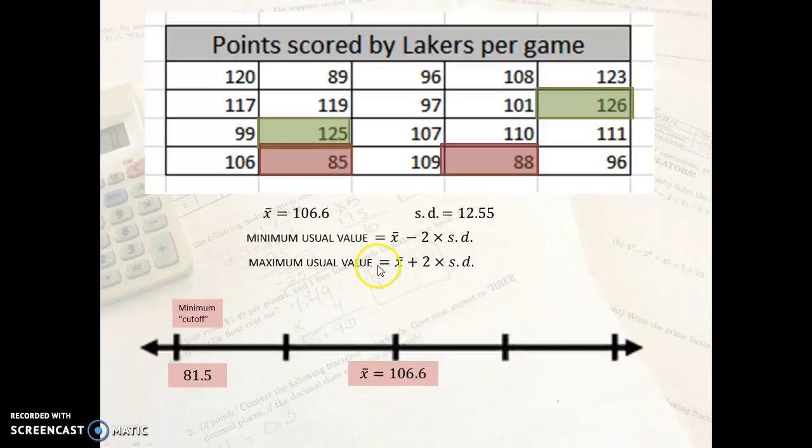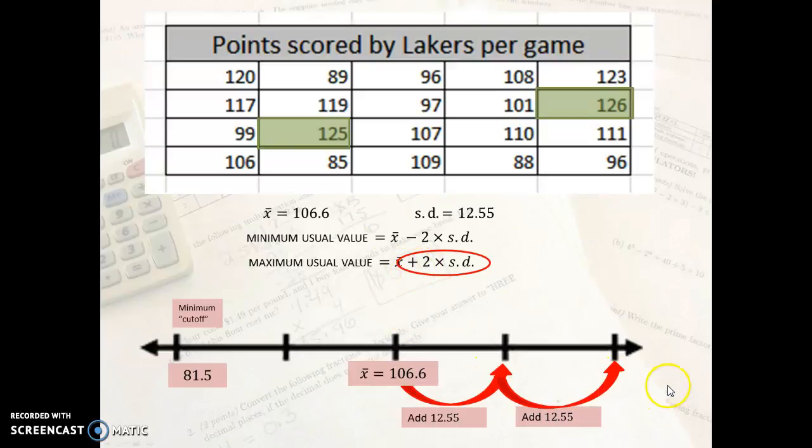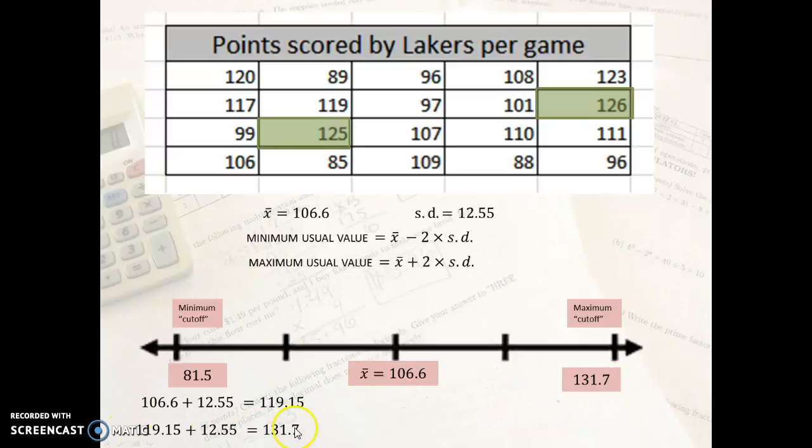So maximum, okay. Maximum means I'm looking at this 125, 126. Maximum means I go up twice. So up twice means I'm going to go, yeah, okay, going up. And once again, that 12.55, my standard deviation. So let's do the calculations. Starting at the mean, starting at the middle, I go up and I get this 119. And then I go up again and I get 131. That 131, after I went up twice, that's my cutoff. Everything above it is unusual.